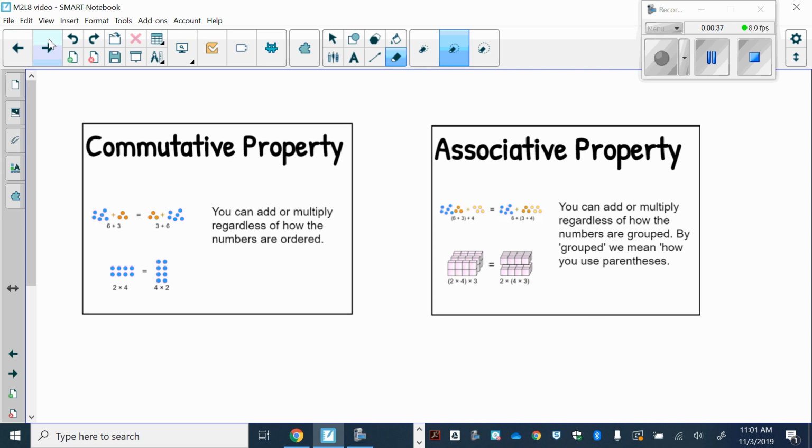Associative property means you can change the grouping. Those parentheses move. So in the marbles on the left, we first do 6 plus 3, 9, plus 4, 13. On the right, we're doing the 3 plus 4 first, which is 7, then adding on the 6. Still 13 marbles in all. The same idea with the blocks.